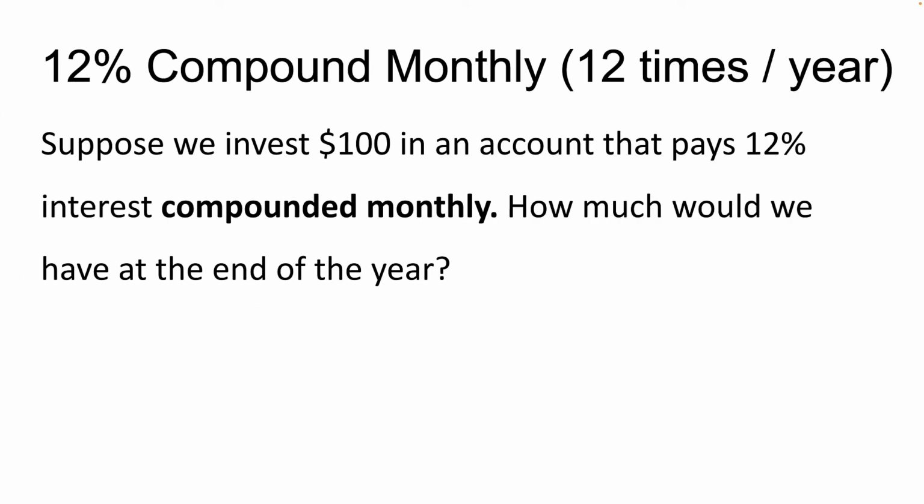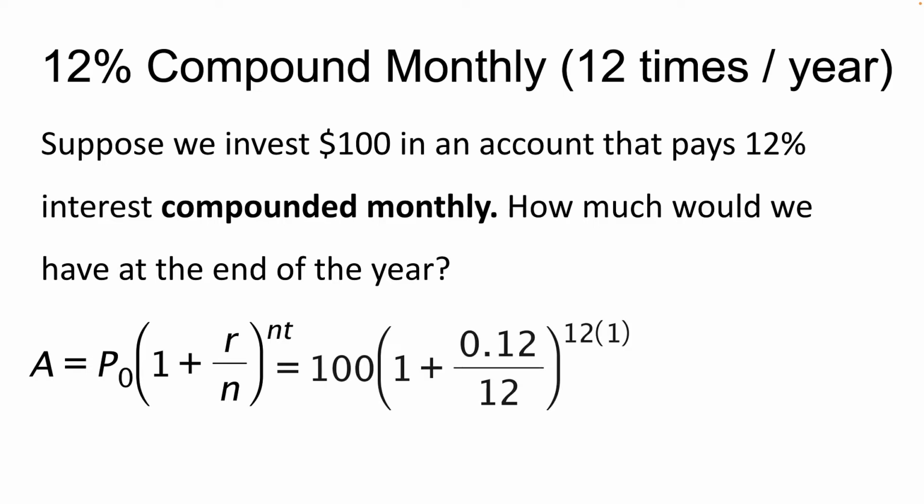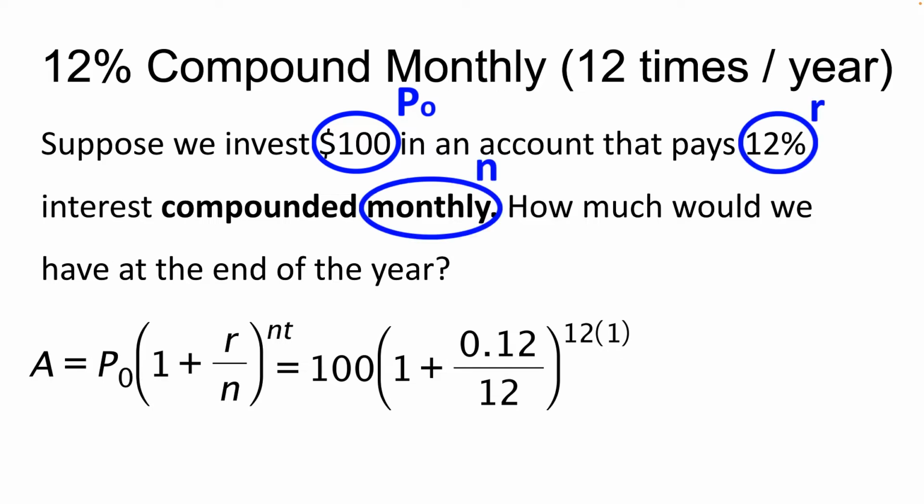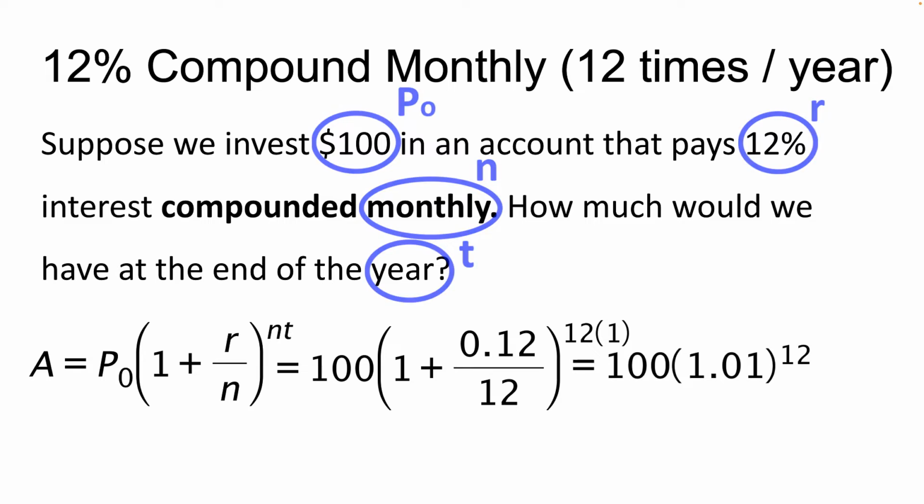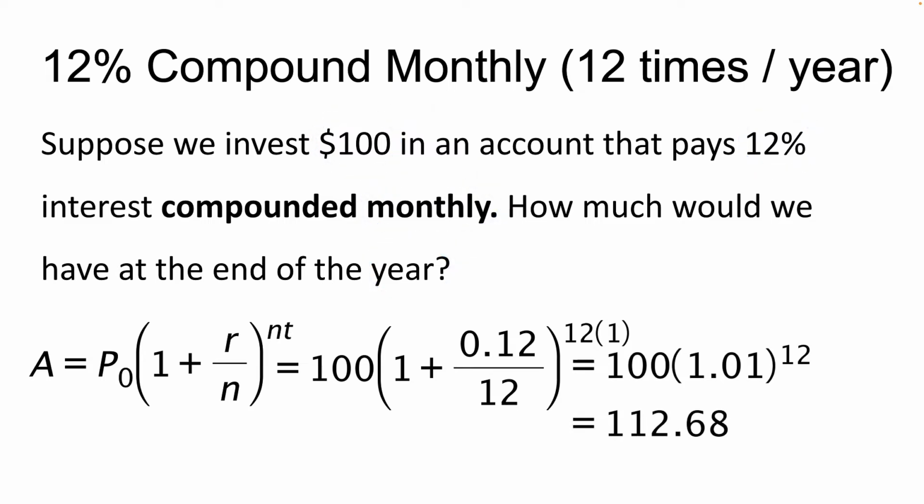Now let's take a look at the account that pays 12% interest compounded monthly, or 12 times per year. Once again, we need to use our compound interest formula, A equals P naught times 1 plus r over n raised to the nt. Our principal is still 100 times 1 plus r, 0.12. In this case, n is now 12 since interest is compounded monthly, raised to the 12 times 1 since n is 12 and t is 1 year. Using our calculator, this gives us $112.68 at the end of the year.